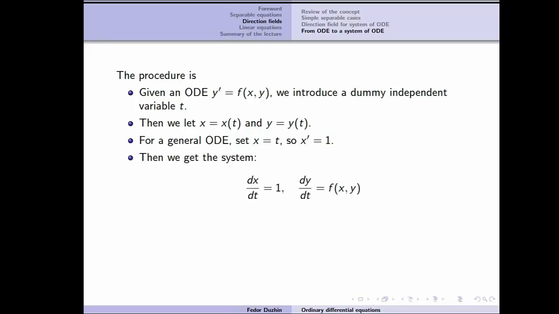So very simple. And then we get the system dx dt is 1, because the first equation basically tells us the same thing, that x is t. And the second equation is just the same thing as the original one. The only thing that is different is now that y prime is interpreted as dy dt rather than dy dx.